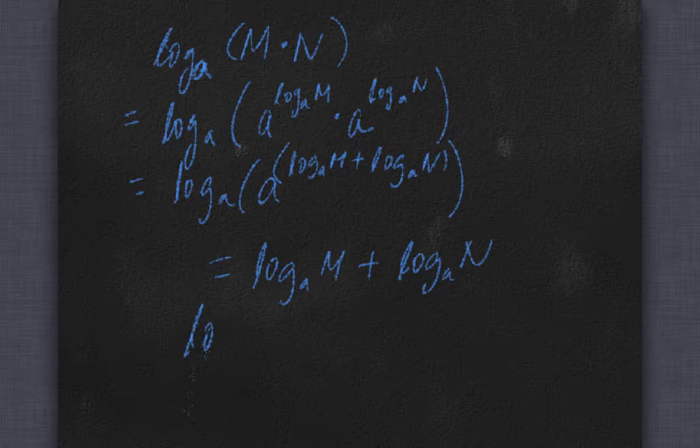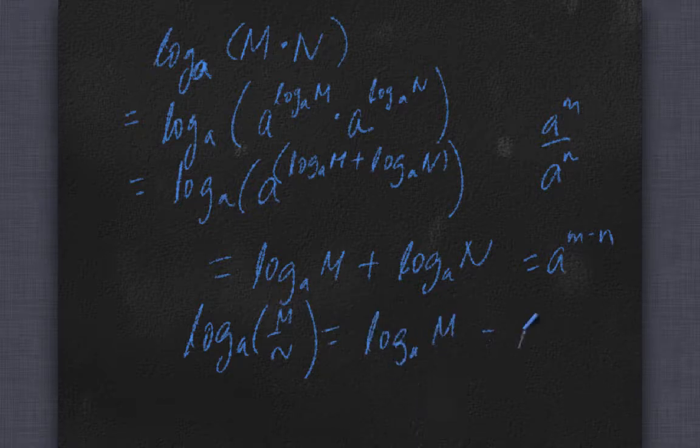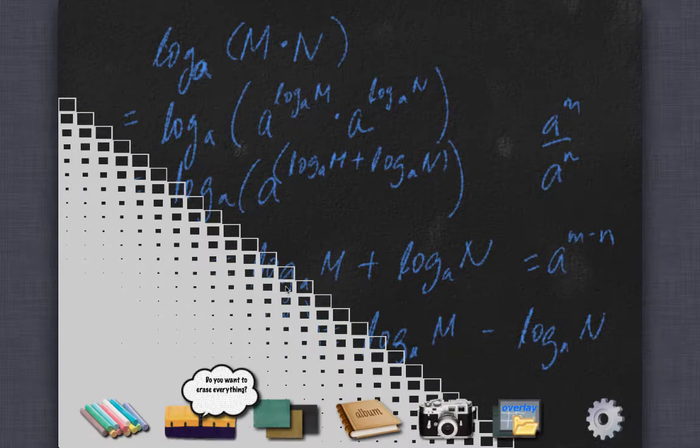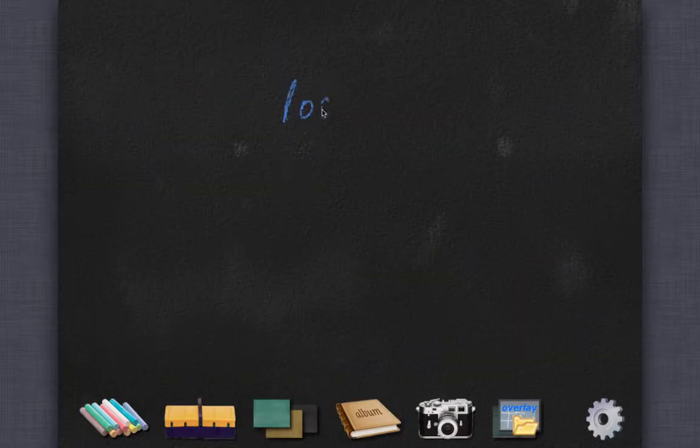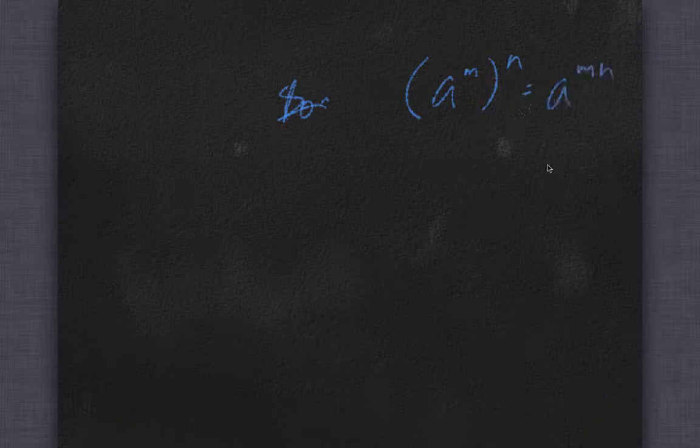So if you do a quotient, like A to the m over A to the n, you subtract. This is log sub A of m minus log sub A of n. And if you do a power, you multiply. If I do log sub A of m to the n, I multiply.